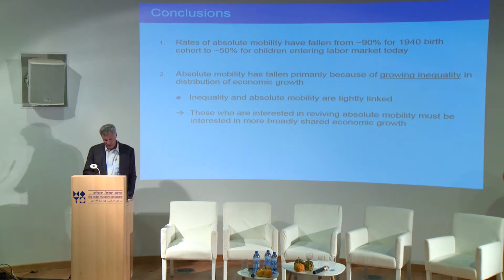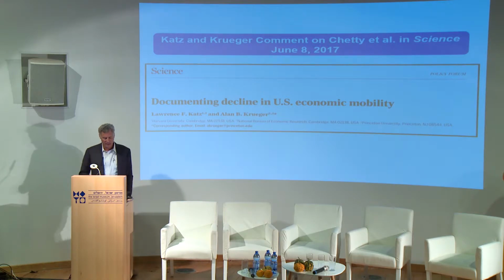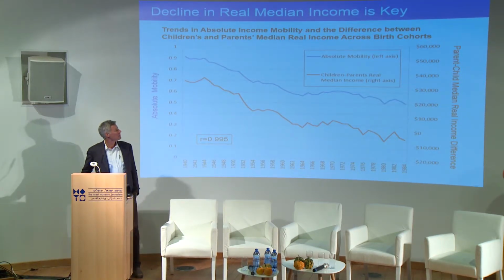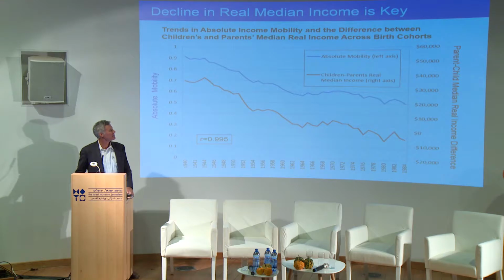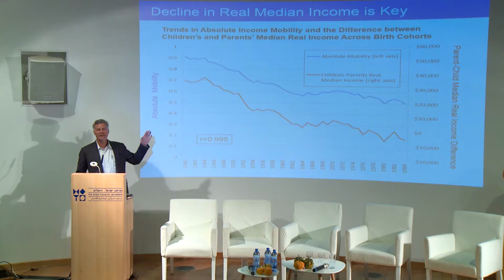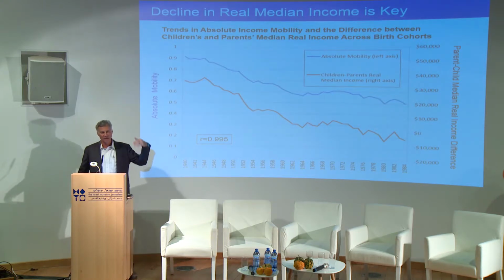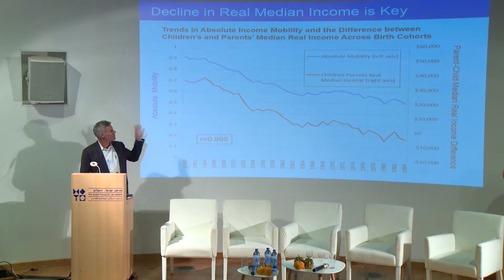Okay, so that was their conclusions. So the comment that Larry Katz and I wrote also was published last week. One of the things we observed is, instead of doing all of the work they did, which was a lot of work, if we just calculated the difference between the median income of parents in one cohort and the median income of children, you account for virtually all of the variability in absolute mobility.